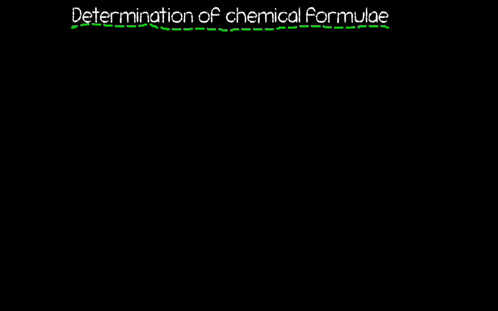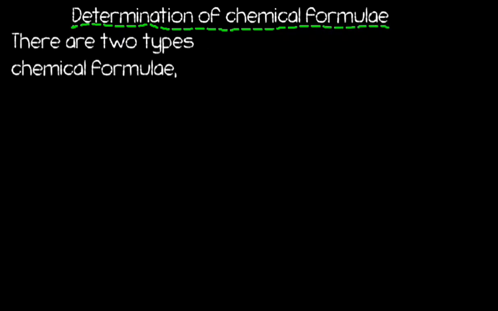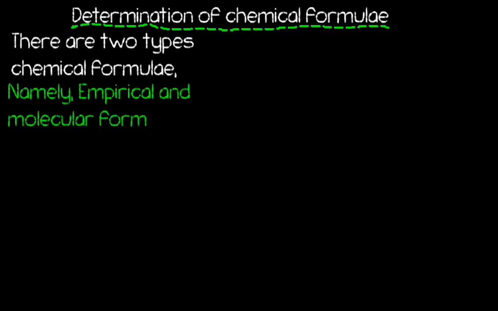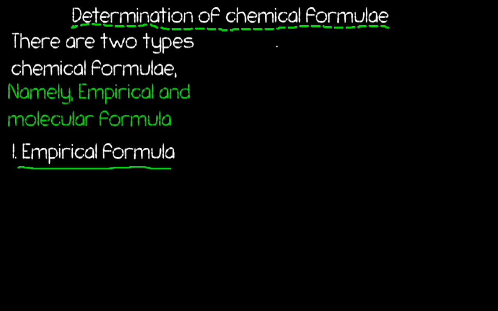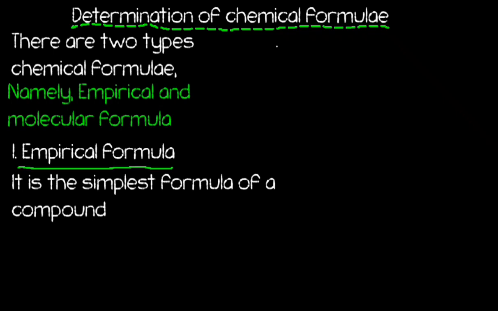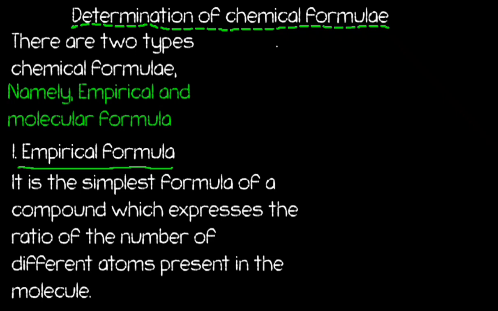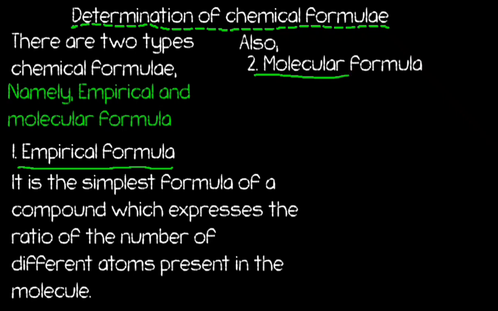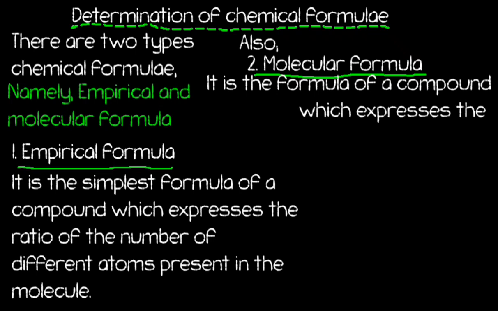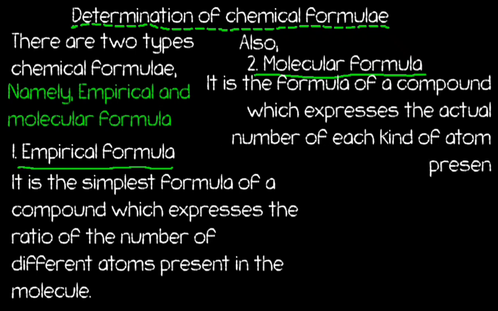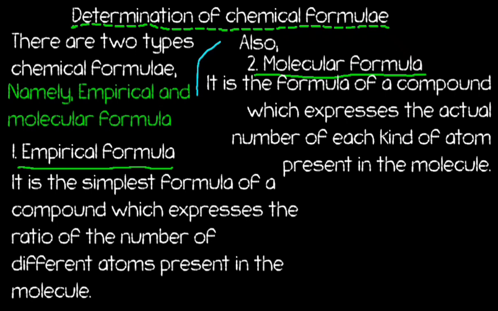Let's continue. Determination of chemical formula. There are two types of chemical formula, namely the empirical formula and the molecular formula. We are starting with the empirical formula first. It is the simplest formula of a compound which expresses the ratio of the number of different atoms present in a molecule. And also the molecular formula, which is the second one we are about to look at, is the formula of a compound which expresses the actual number of each kind of atom present in a molecule.